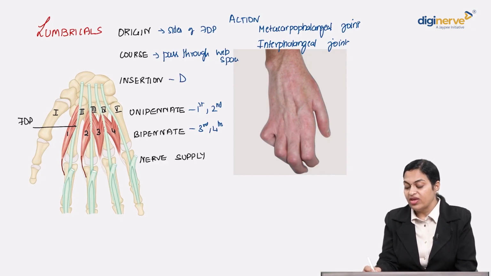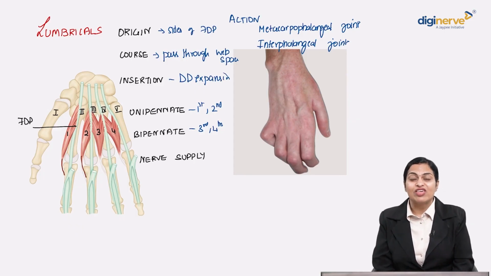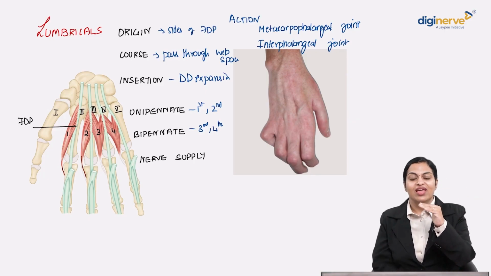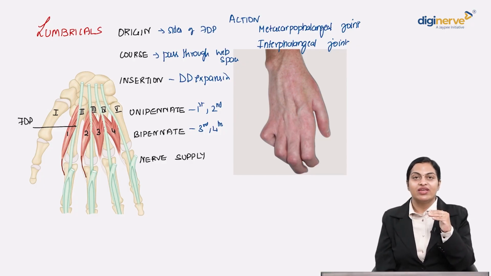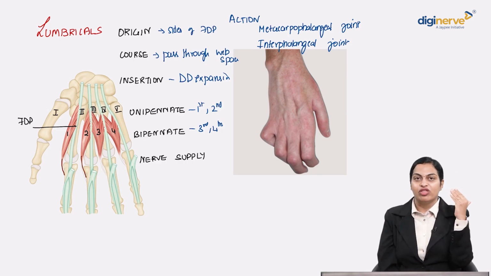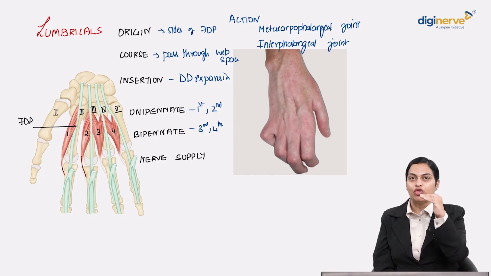Insertion, it joins the dorsal digital expansion, right? The origin and insertion of lumbrical is interesting. It originates from the sides of flexor digitorum profundus tendon. It inserts into the dorsal digital expansion. What will be the action of the lumbrical? So this is your metacarpophalangeal joint. The relation of lumbrical to the metacarpophalangeal joint is that it is anterior. It will bend the metacarpophalangeal joint.